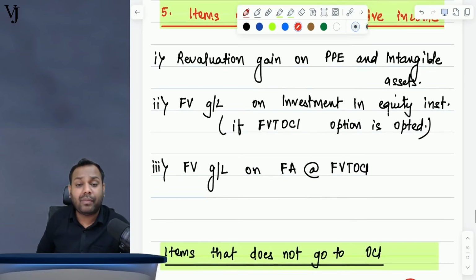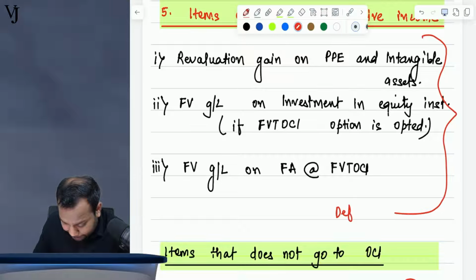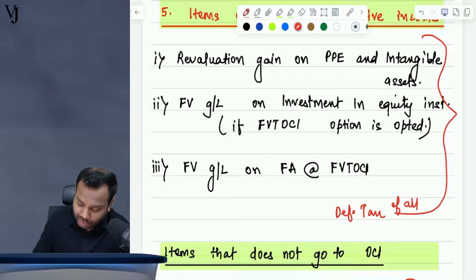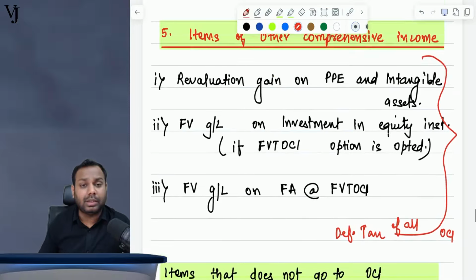Now, fair value gain or loss on financial assets at FVTOCI will also go to other comprehensive income. Also, the deferred tax impact of all the above goes to other comprehensive income. Okay, so I believe this confusion won't arise going forward.